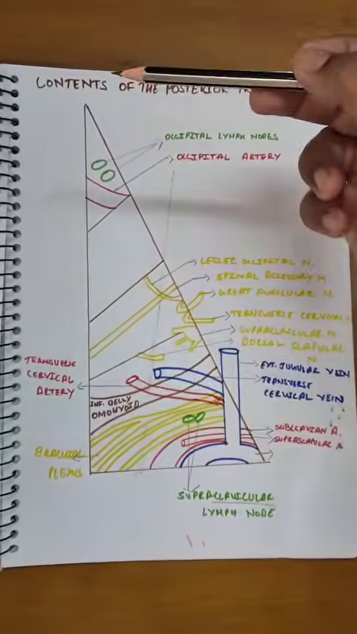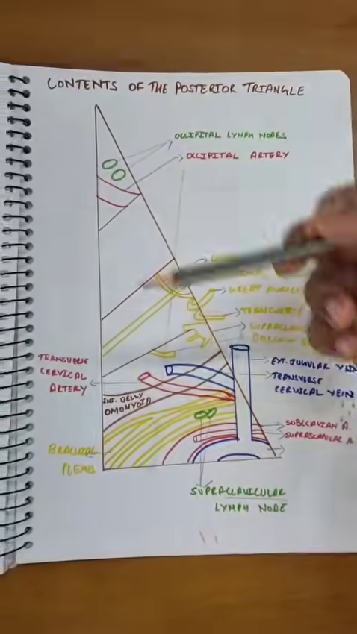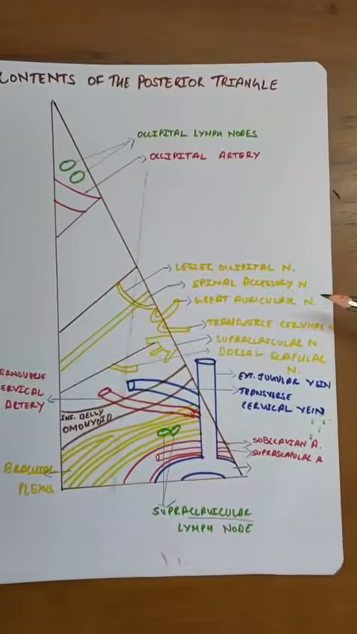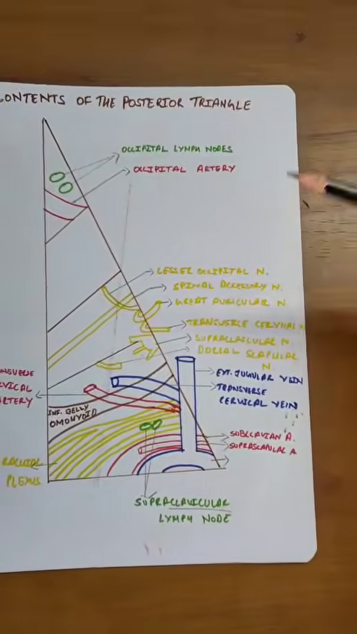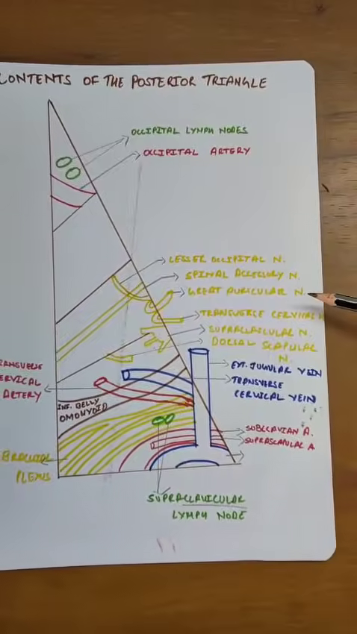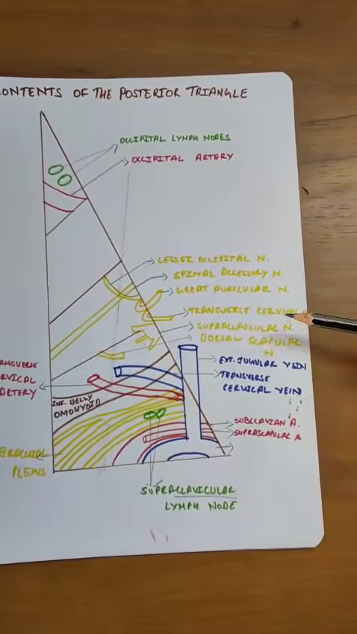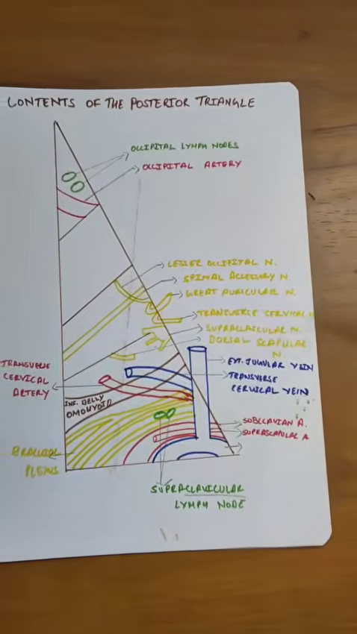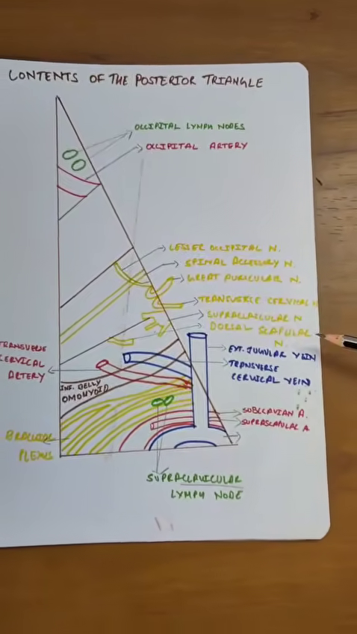Coming to the contents of the occipital triangle, I'll be telling you in an order. Coming to the nerves, we have the spinal accessory nerve, we have four cutaneous nerves. We have the lesser occipital nerve, greater auricular nerve, transverse cervical nerve, and the supraclavicular nerve. We also have the dorsal scapular nerve.